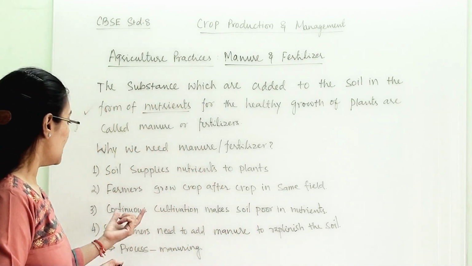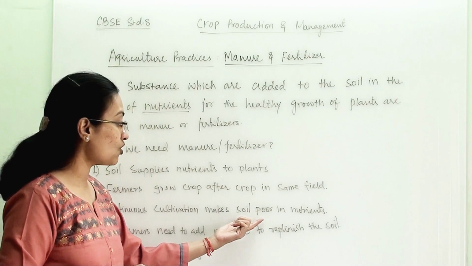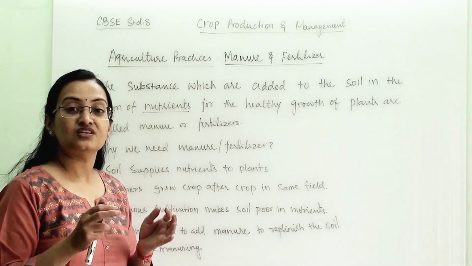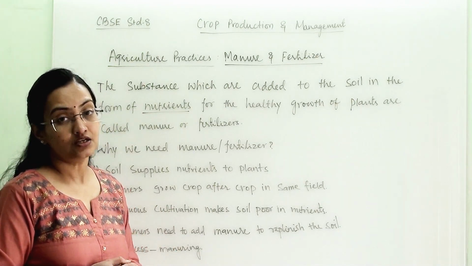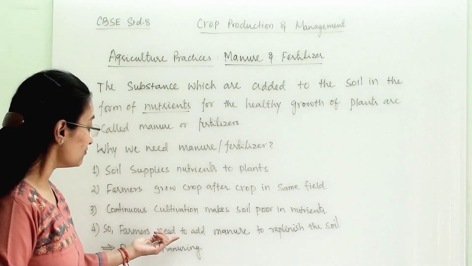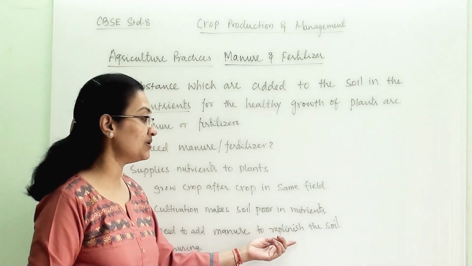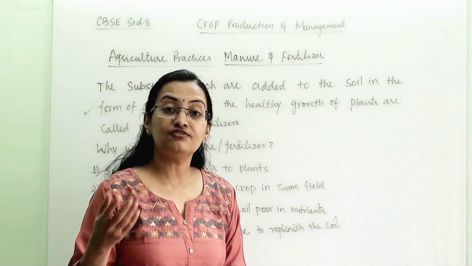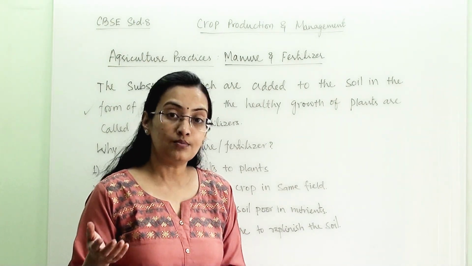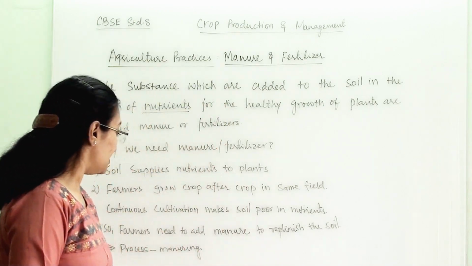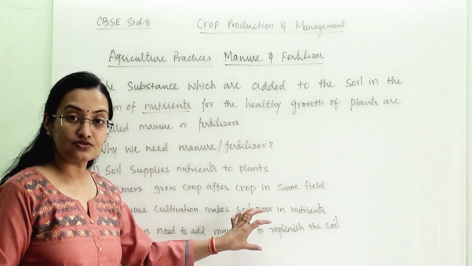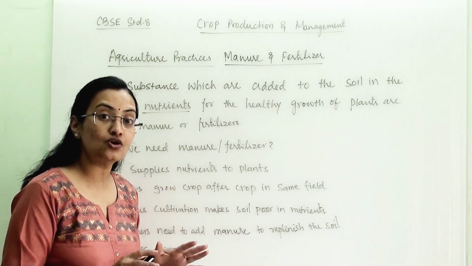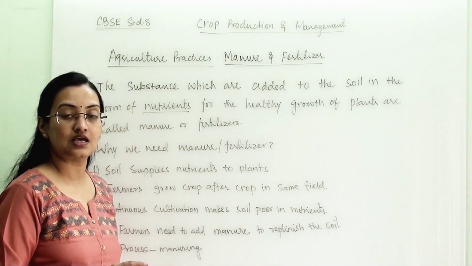Because of this, the continuous cultivation makes soil poor in nutrients. Plants are continuously taking nutrients from the soil. After some time, the soil will be deficient in nutrients. So farmers need to add manure to replenish the soil. We have to give back all the nutrients to the soil, then only further cultivation of healthy plants will be possible. When we are adding manure to the soil, this process is known as manuring.